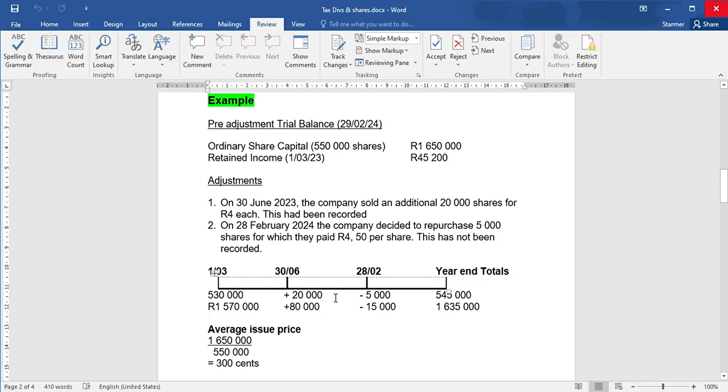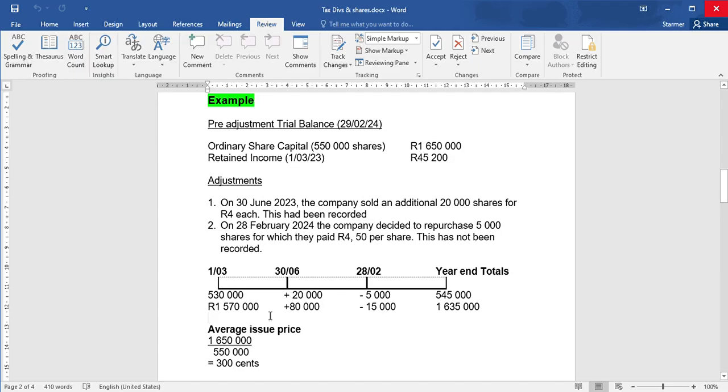So you're going to need to work backwards. If you ended up with 550 but you bought 20 shares, therefore you would have started with 530,000 shares. Likewise, your Rand value was 1650. That would have been at this point. So you're going to minus the 80,000. So at the beginning of the year, you started with 1570 million.